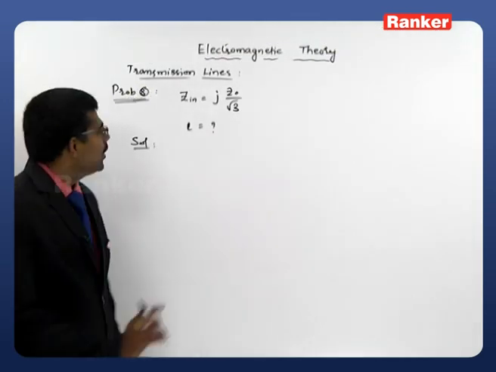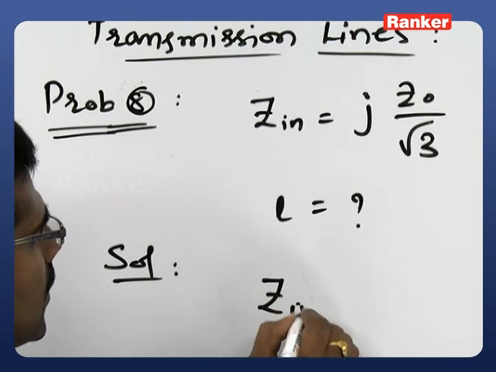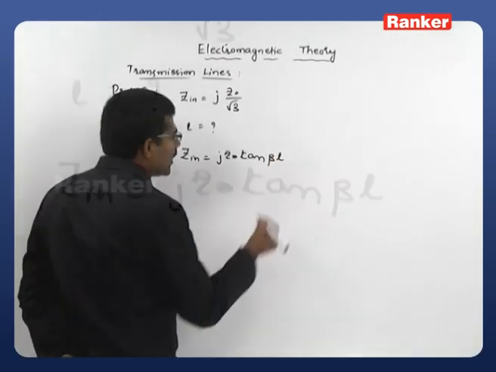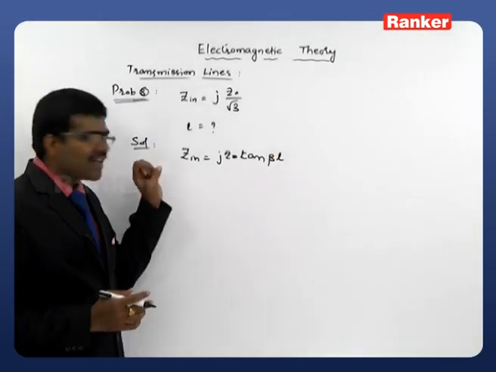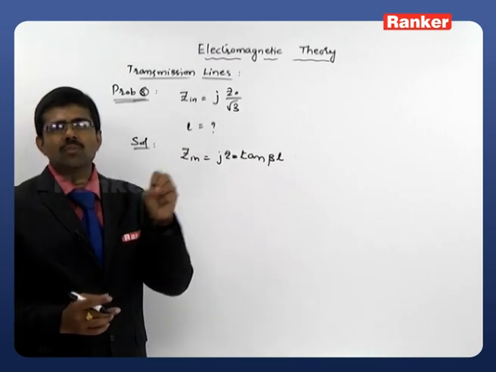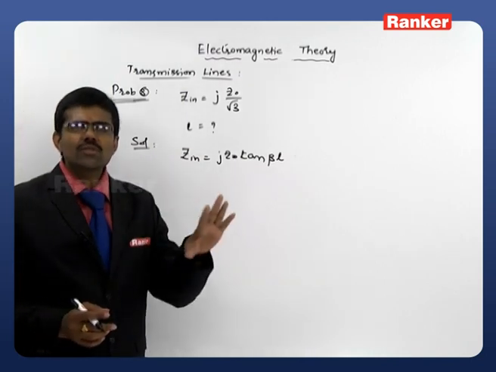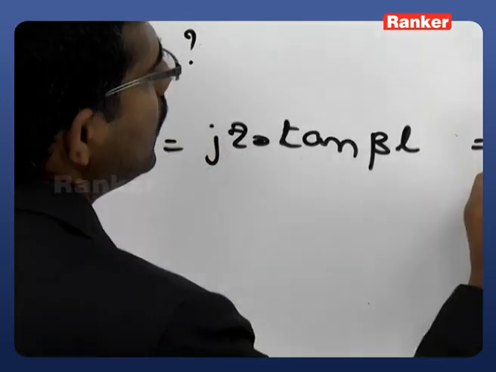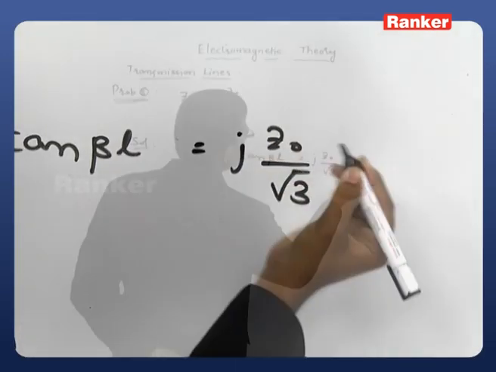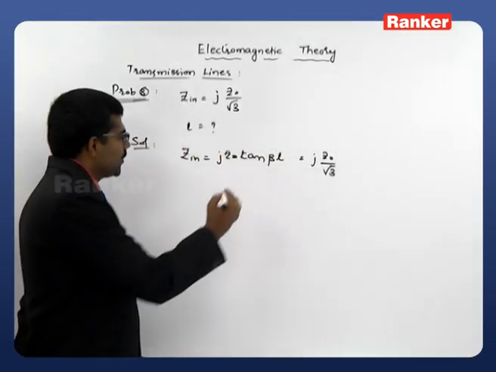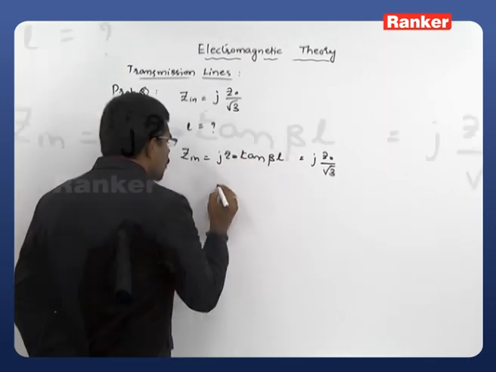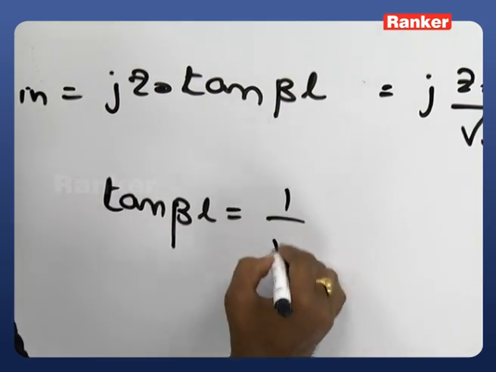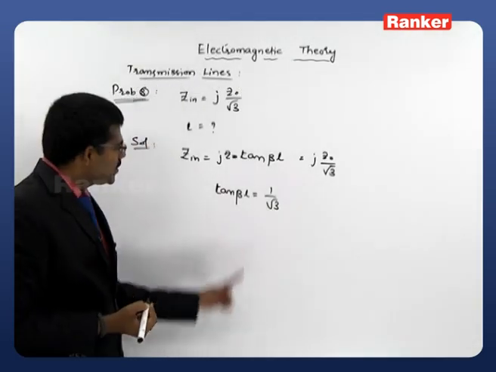Whenever it is short circuited, Zin is equal to Z0 tan beta L. Now what you have to do is recollect the input impedance of a short circuit line and of an open circuit line, and make it equal to the given quantity. So Z0 tan beta L is given as Z0 by root 3. Now equate these two. If you equate these two, you will get tan beta L equal to 1 by root 3.